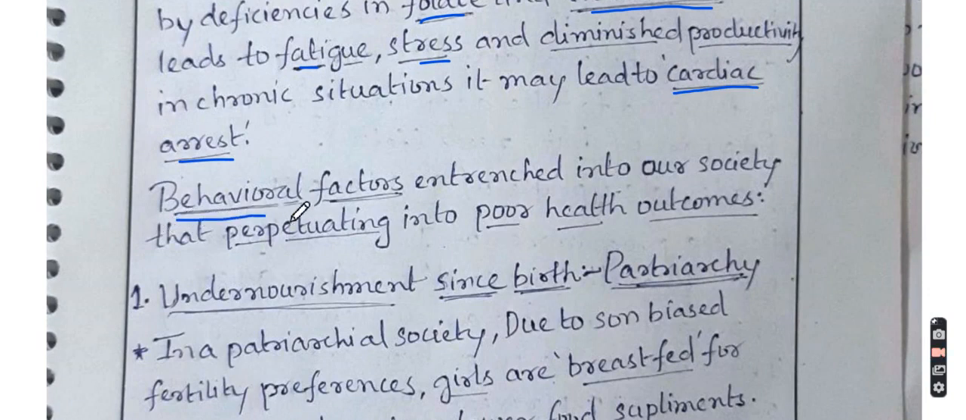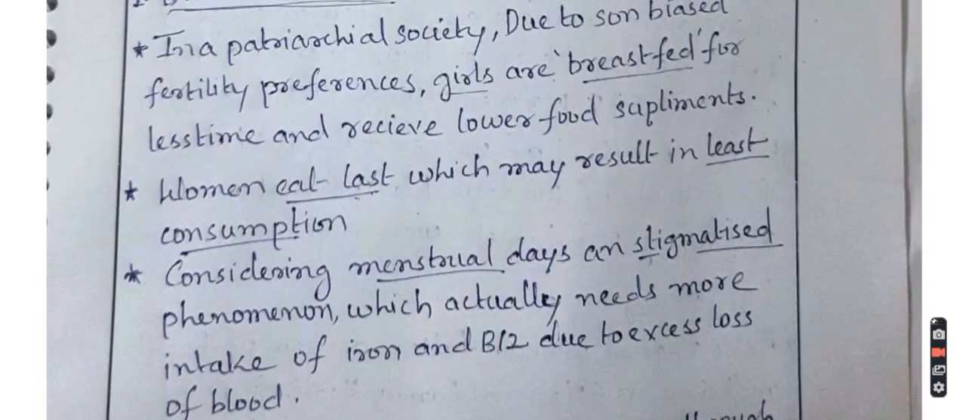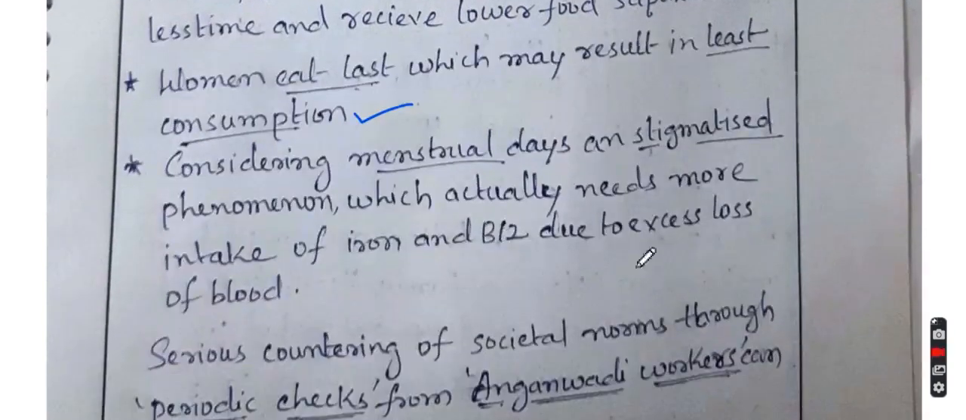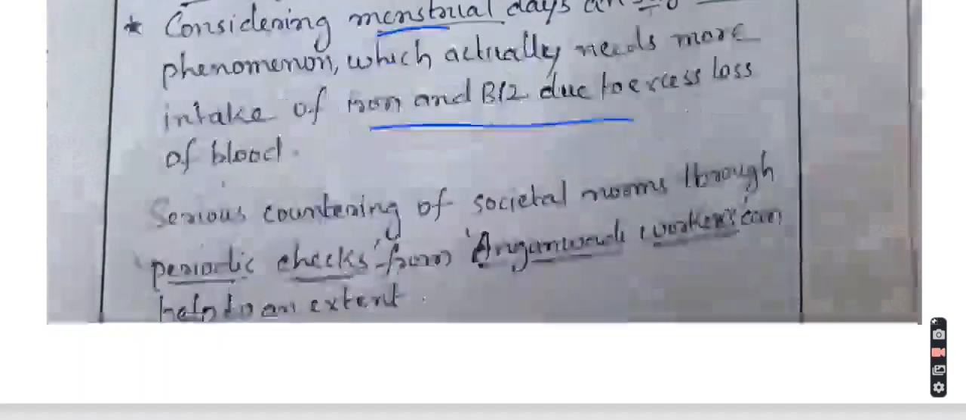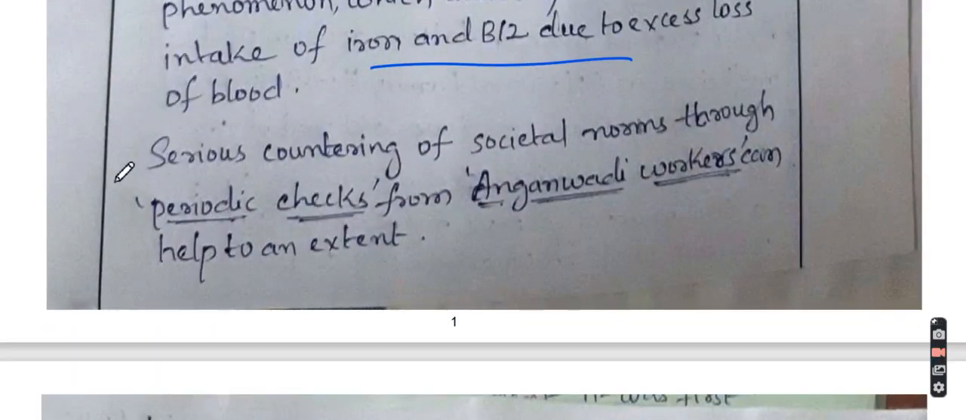We thought about behavioral factors that are entrenched. We spoke about undernourishment related to patriarchy. Then we specifically gave the example of women eating last in their families, and we spoke about those menstrual days where the intake matters a lot. Then we gave a kind of solution where we spoke about Anganwadi workers who could do a passive inspection.